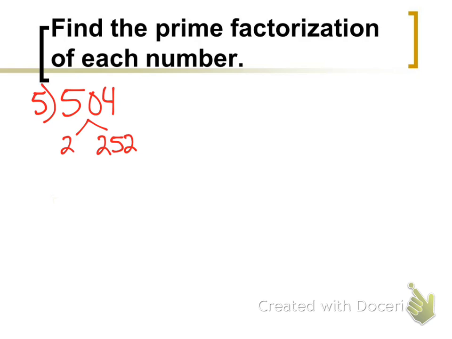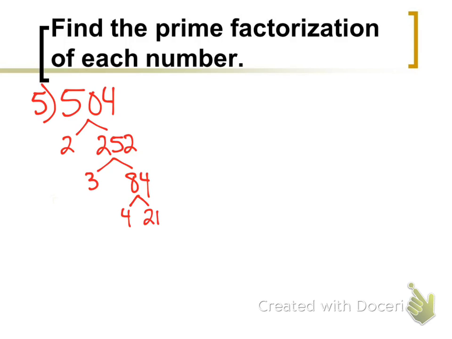Okay, then I have to divide 252 by something. What do you want to use, Natalie? 3. Okay, we could use a 3. 3 times what? 84. Okay, if you didn't use a 3, use something else, that's fine. Our answer at the very end should be the same. All right, we got to break down 84 now. Deshaun?